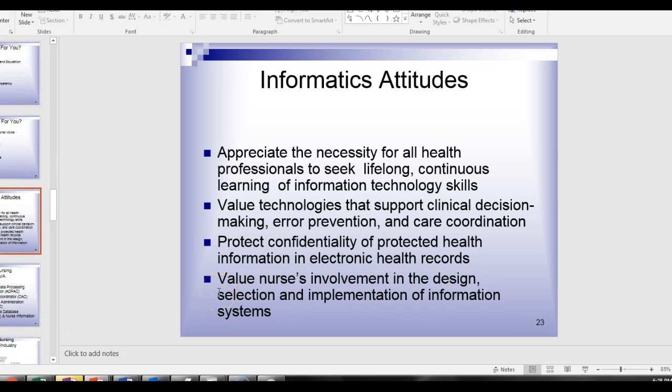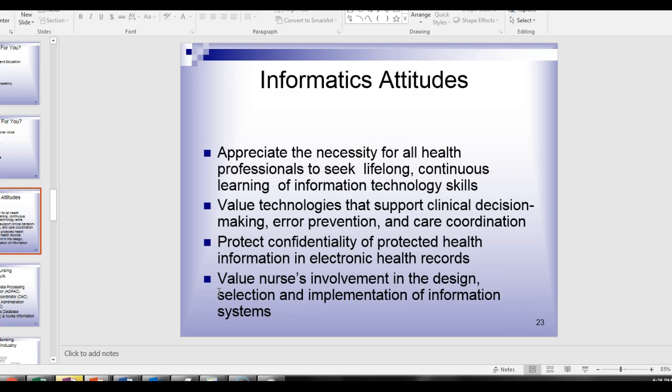So informatics attitudes. Appreciate the necessity for all health professionals to seek lifelong continuous learning of information technology. Information technology is here to stay. It's not going anywhere. And I'm sure all of you don't feel this way, but I'm sure you work with someone who, literally every day, complains about informatics and technology, whether it's a doctor or nurse or whatever. Well, guess what? We aren't cutting down any more trees if we have to.